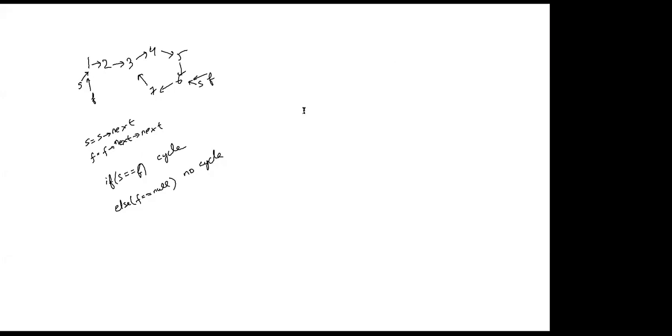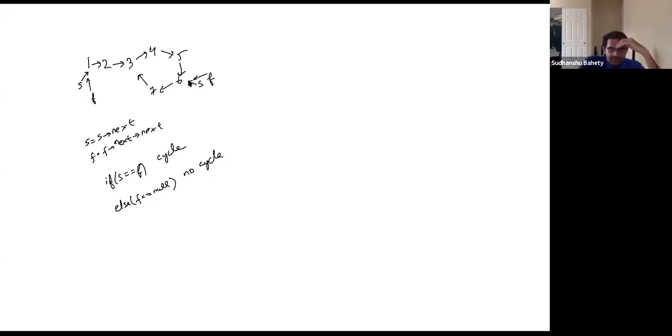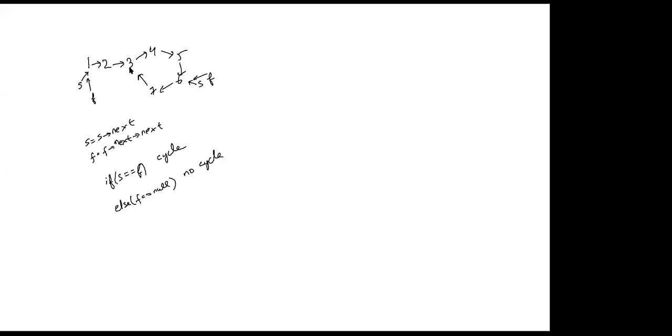So I had a question. Sir, why will this code not work for detecting the starting of the cycle? They can meet at 6, right? This is just saying that if slow is equal to fast, then a cycle is there. So they can meet over here. It's not necessary that they will meet at the beginning of the cycle. Okay, sure, thanks.